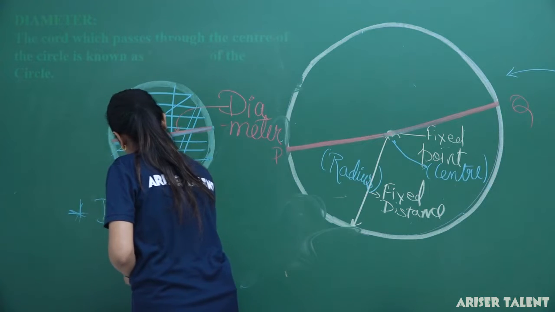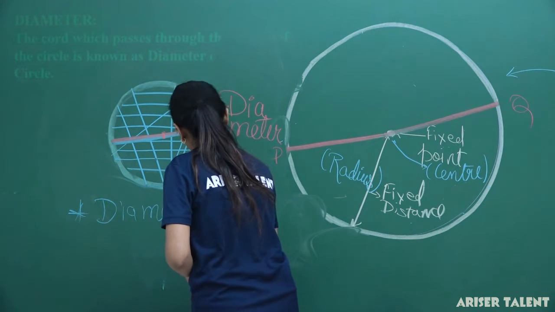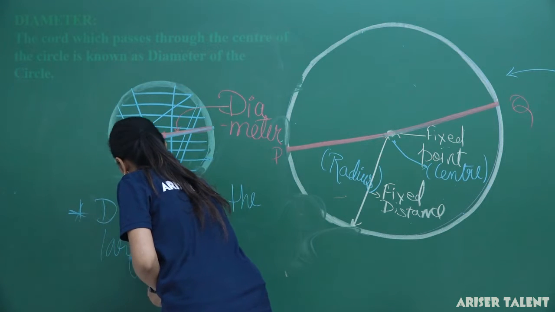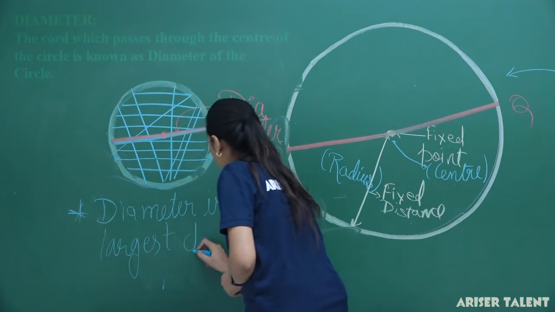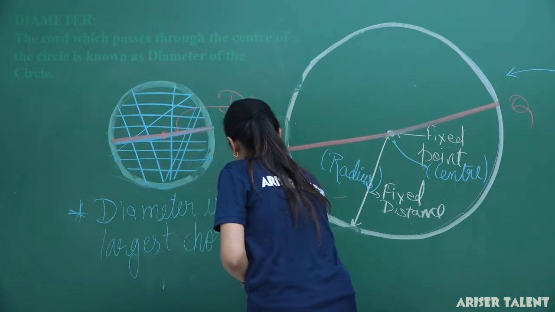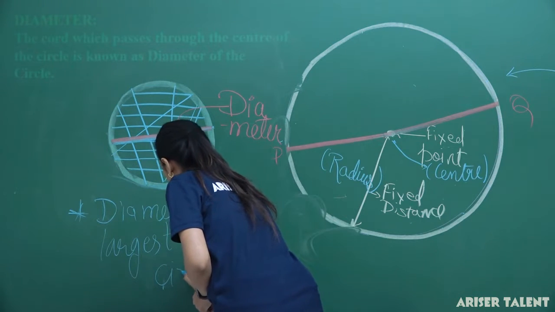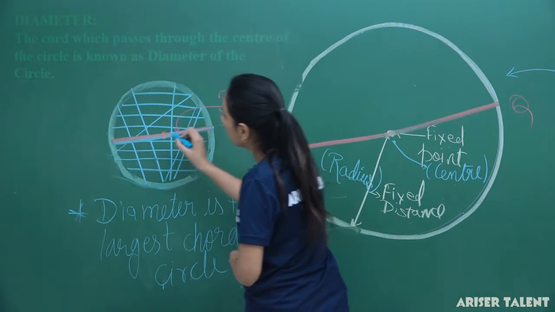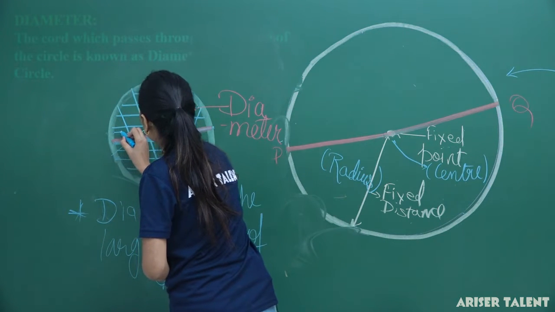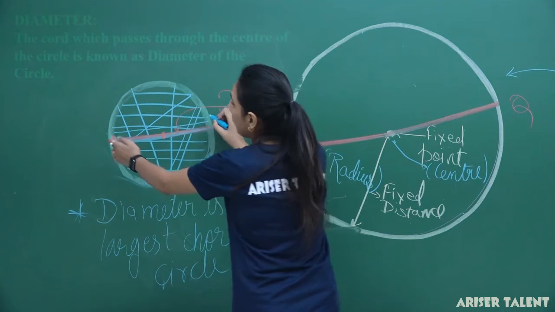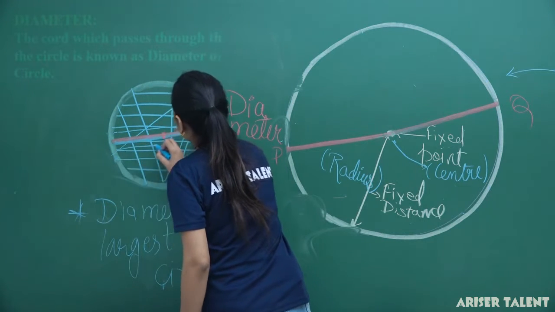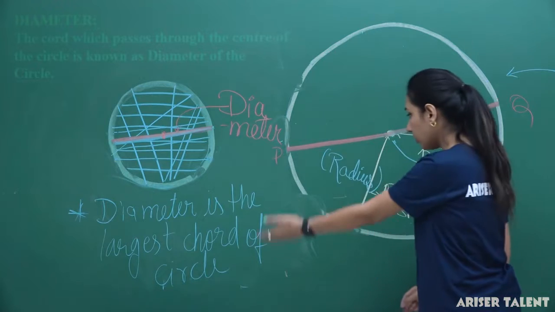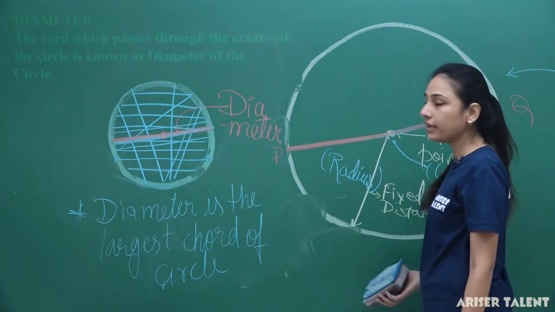Diameter is the largest chord of a circle. Okay, because this has the largest length. If I go somewhere upside of it, the length will shorten. Somewhere downside of it, the length will shorten. Okay, note this point. Noted. Okay.